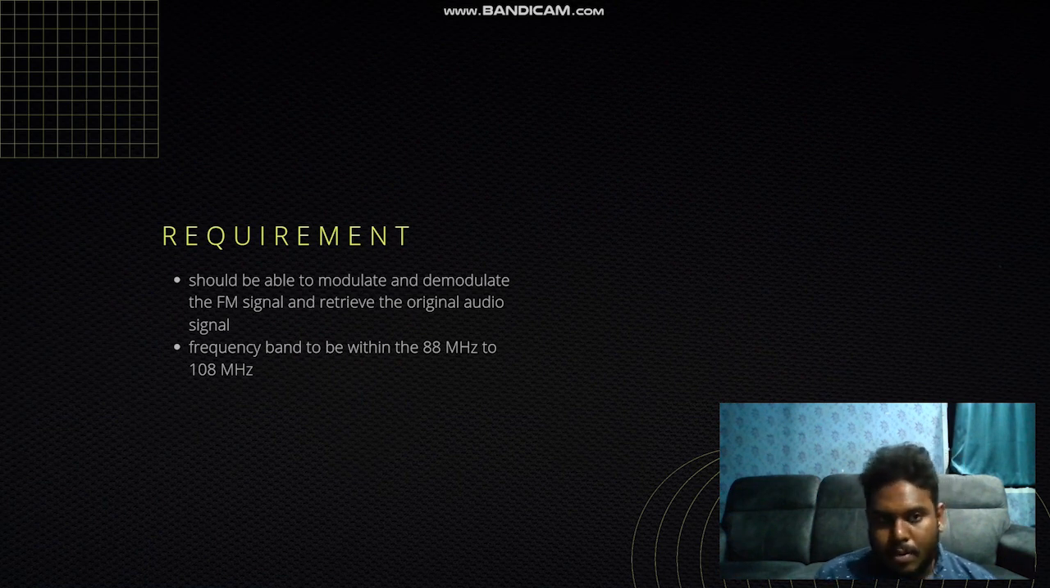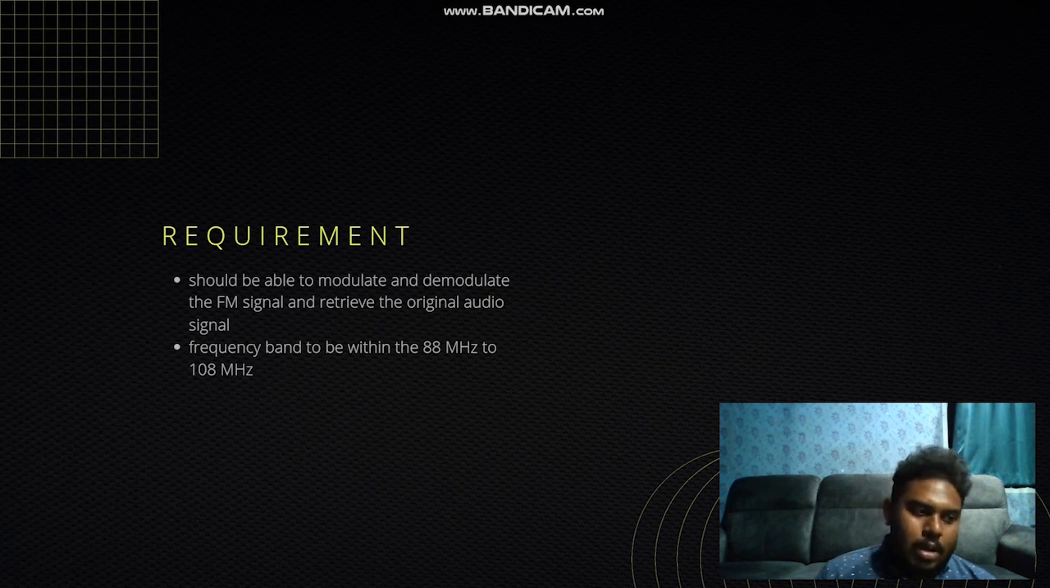The requirement for this project is that the circuit should successfully modulate and demodulate the FM signal and retrieve the original audio signal. The two separate circuits need to work. The transmitter part should modulate the signal, and the receiver part needs to demodulate it. When we transmit the signal, it should be transmitted and received, capturing all the data, and demodulated into its original form that we can later play.